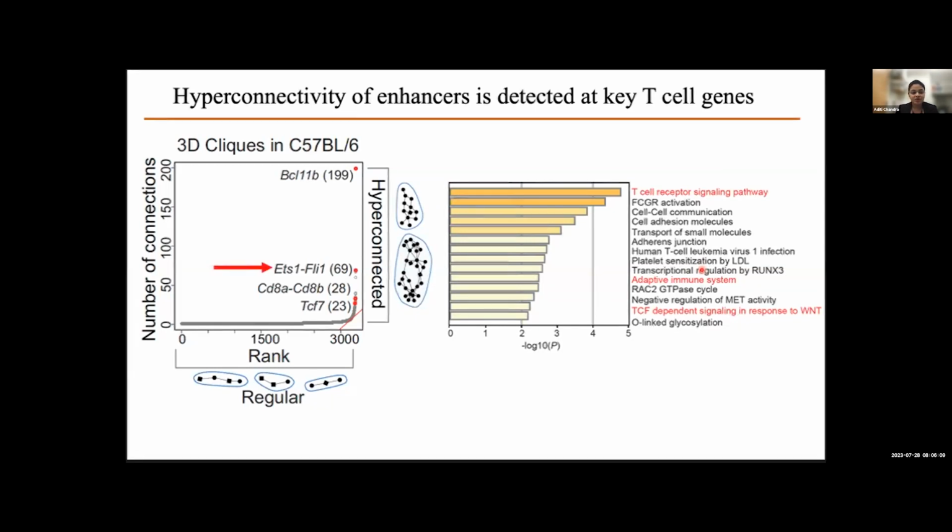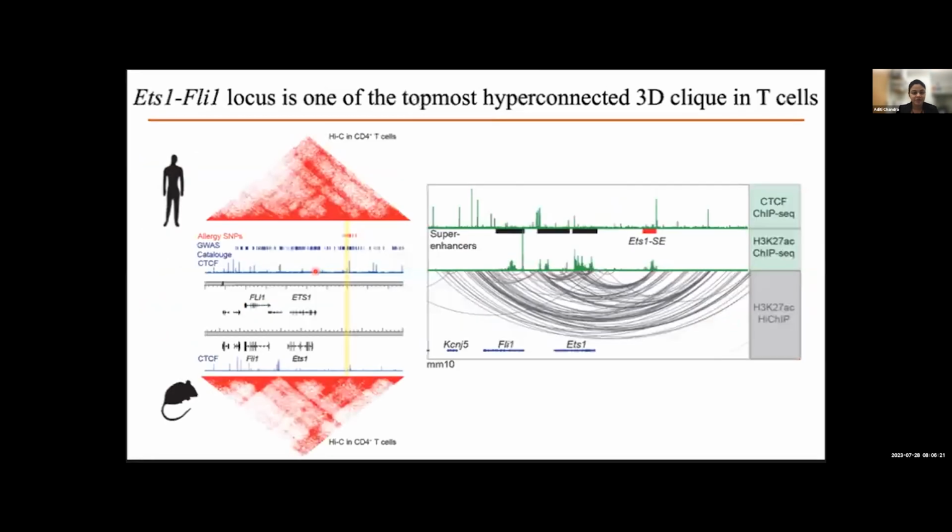So we wanted to focus on one of the top most hyperconnected regions, the Ets1 FLI1 locus, and we wanted to study what is the role of hyperconnectivity at this region in the context of T cells. On a closer look, we observed that this region is highly conserved between human and mice, both in terms of CTCF binding sites as well as in chromatin folding structures.